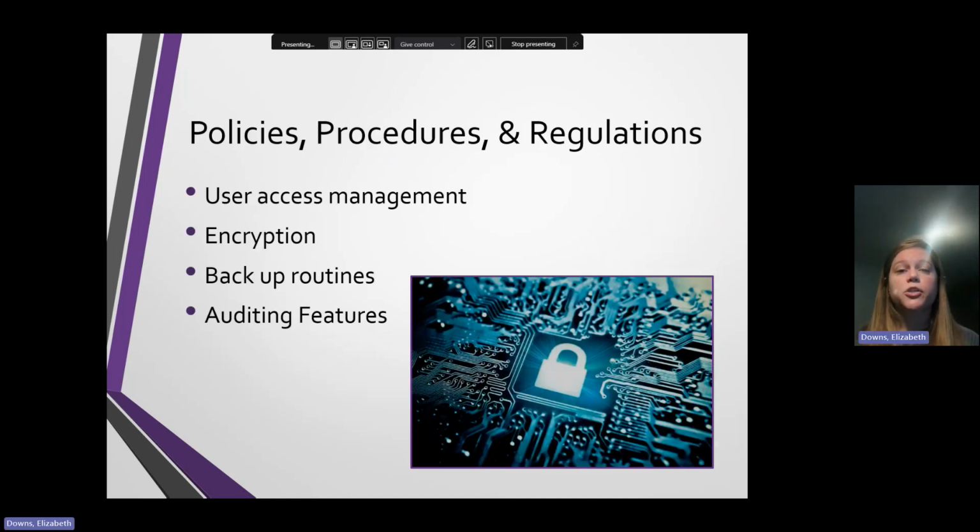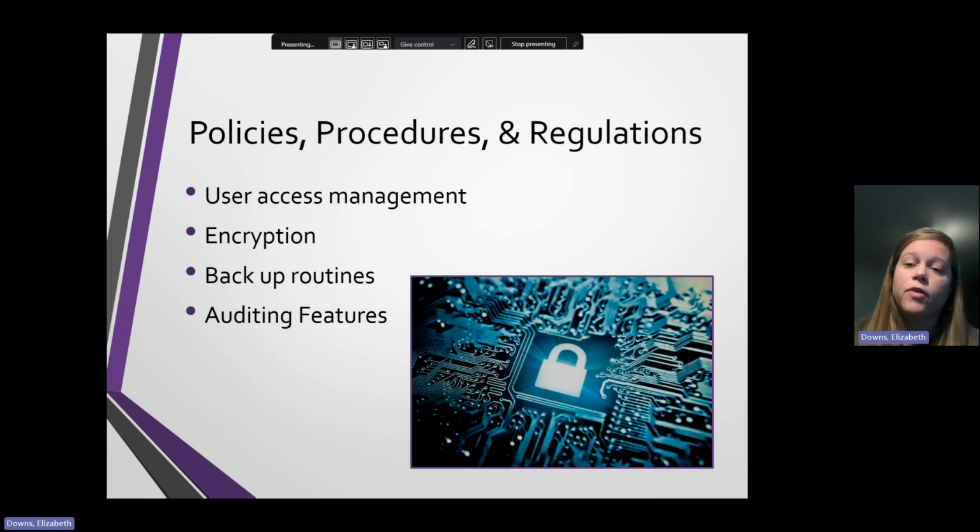As a database administrator, enforcing data security, privacy, and integrity involves managerial activities. Some key tasks include user access management, authentication and authorization, encryption, backup and recovery, and auditing and logging.